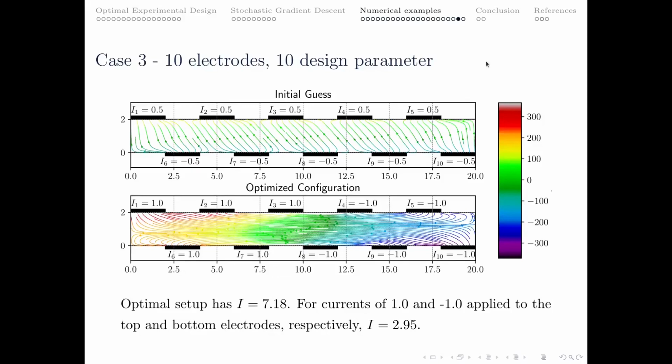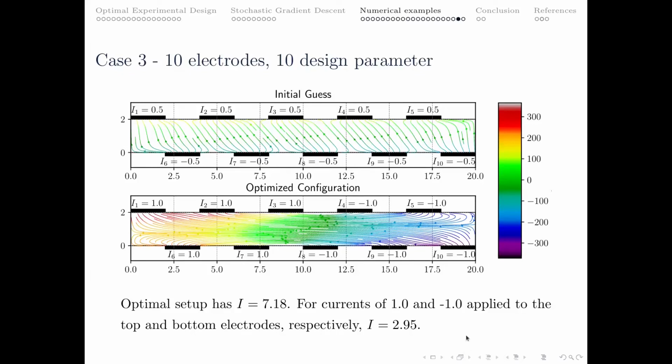So our last case is one where we have 10 electrodes and 10 design parameters, one for each electrode. We are starting with a guess that we have inlets on the bottom and outlets on the top. So it's interesting that we converge to a configuration setup where we have inlets on the right and outlets on the left. Note that one could naively guess that we would converge to a situation where we have -1s on the bottom and 1s on the top.